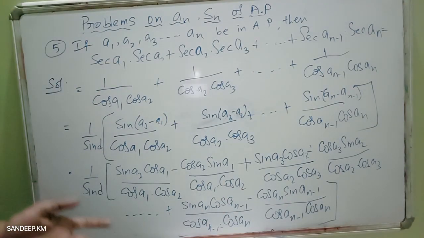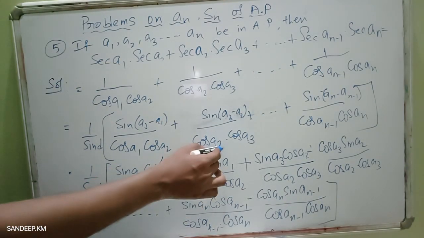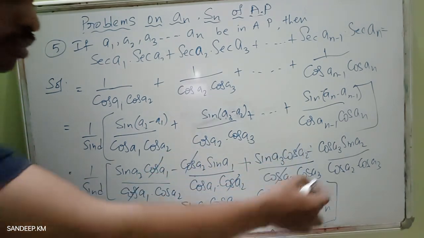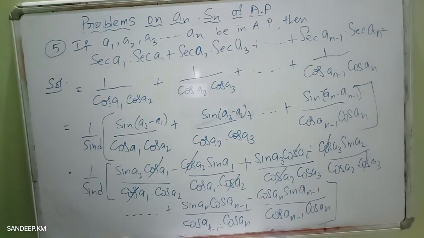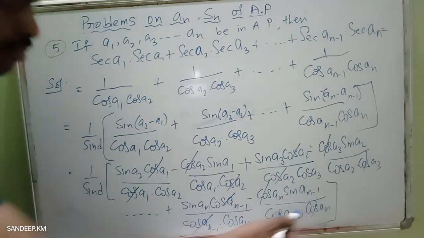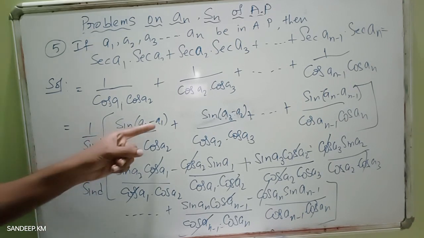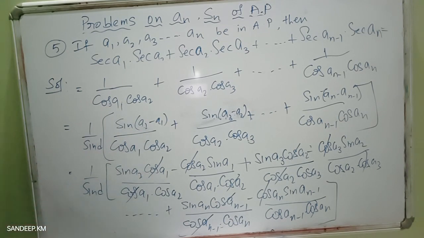Now see what gets cancelled. Cos a1 and then cos a2, cos a2 and then cos a3, and next cos an minus 1 and here cos an. Sometimes children will ask, sir, you multiplied numerator and denominator with sin d. Why sin d? Why not cos d? They have asked it. If you want to know the answer, you do it. You multiply numerator and denominator with cos d and follow the process. Check whether you will get the answer or not.